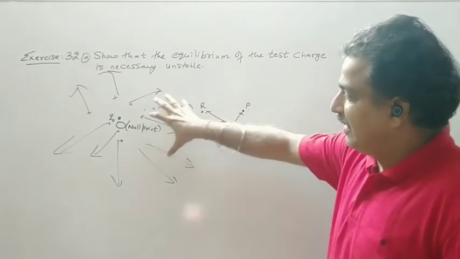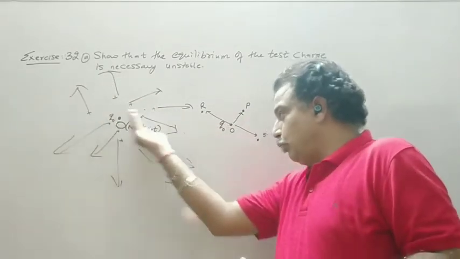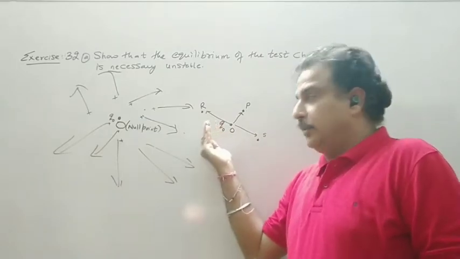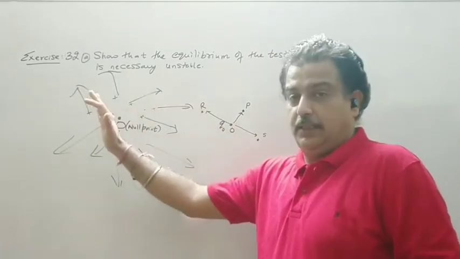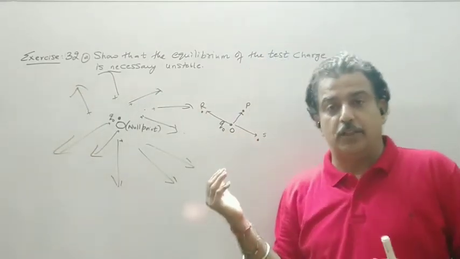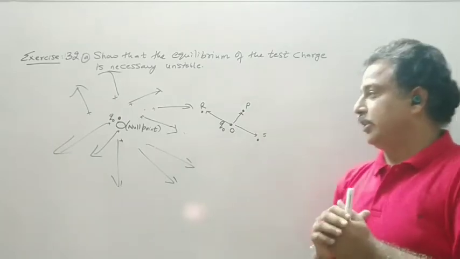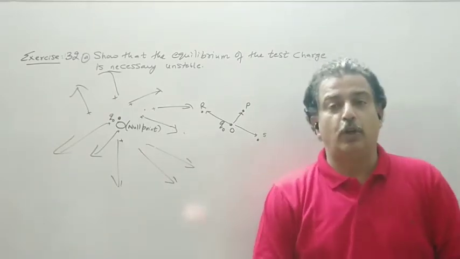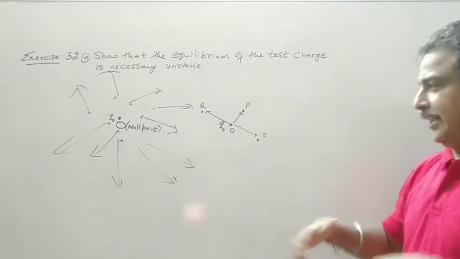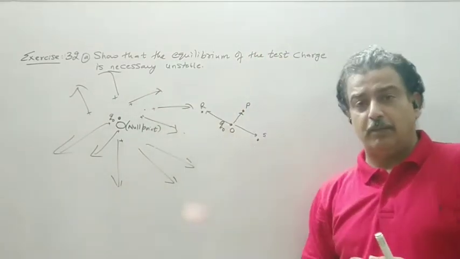So by sense, it will never come back to its original position. Say the field is less at this point and here the field is more. Once I move towards this, it will throw it away, and that larger field will again throw it in the opposite direction. So it will not come back to the same position because the restoring force will not be the same. That is, by sense we can say that the equilibrium of a test charge is necessarily unstable.